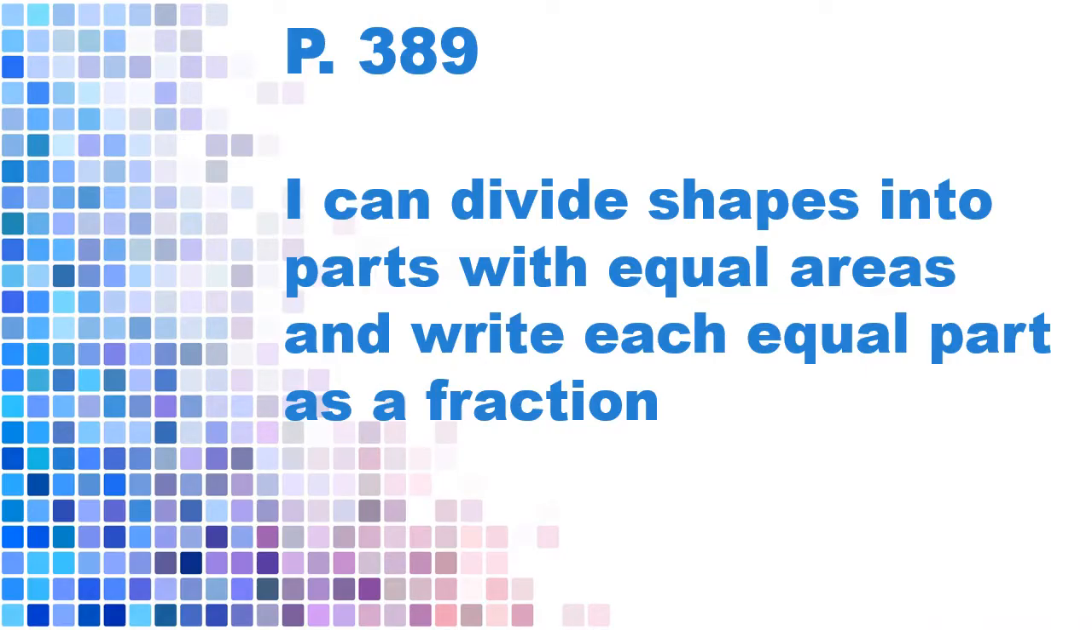Today's I Can objective reads, I can divide shapes into parts with equal areas and write each equal part as a fraction. We're building on what we did yesterday, boys and girls, which was to divide shapes into parts with equal areas. Now, if you remember yesterday's lesson, on some of the shapes, the parts that were divided looked a little different, but if they had the same area, then those parts were equal. And today we're going to take it a step further, and we're going to look at those parts and name the fraction for each of those parts.